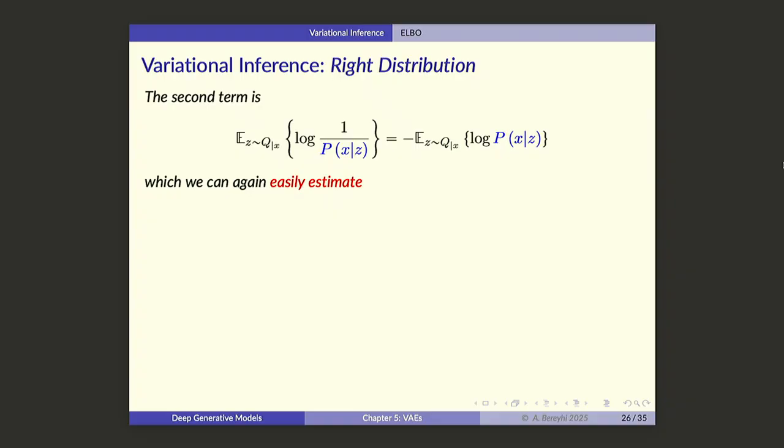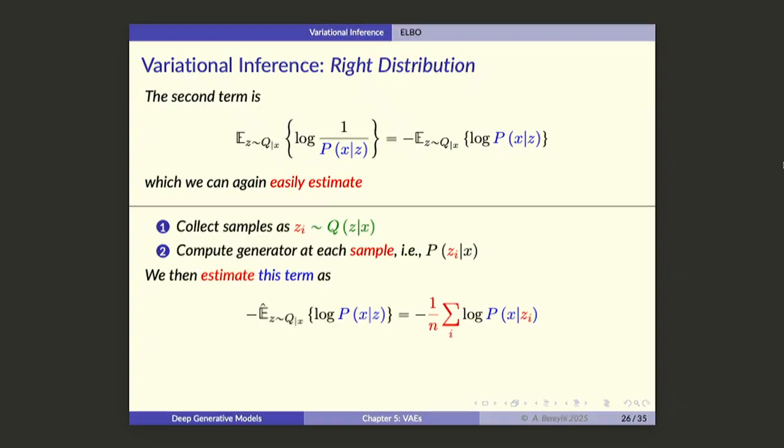What do I need if I want to estimate it? I need a bunch of samples from which distribution? Q. Can I sample it? Yes. Then I need to compute P of X given Z at those samples of Z. Can I do it? Yes, because I have P of X given Z, right? So I have Q, I can sample it. I have P of X given Z.